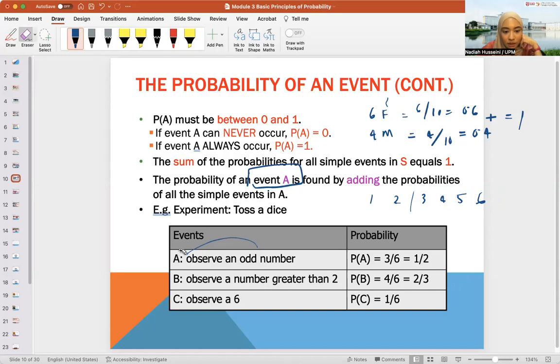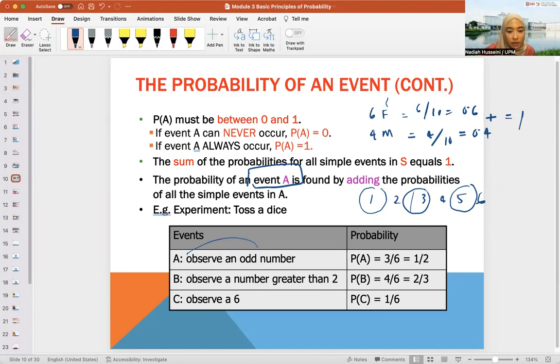Okay, so event A is observing an odd number. The odd numbers are this one and this one, so it is 3 over 6. Observe a number greater than 2. So we're not talking about odd versus, what's the opposite of odd? Even number. Yes, even number. We're not talking about odd versus even. When we're talking about odd versus even, then the probability should be equal to 1.